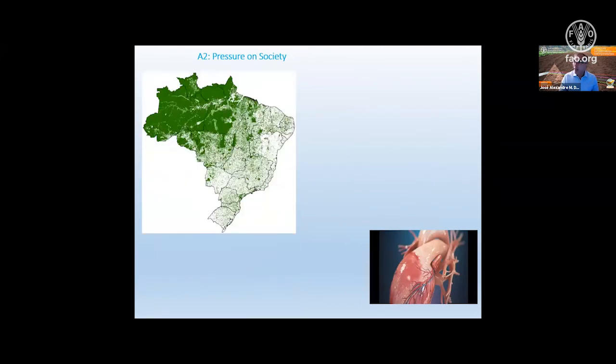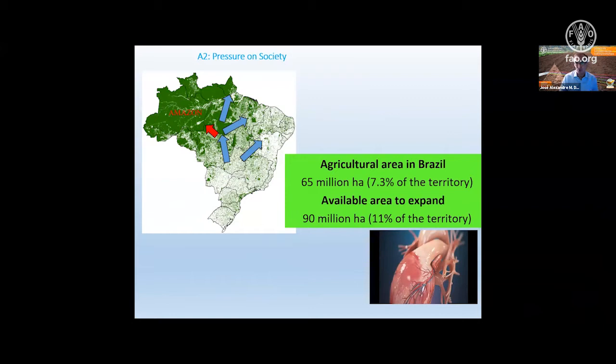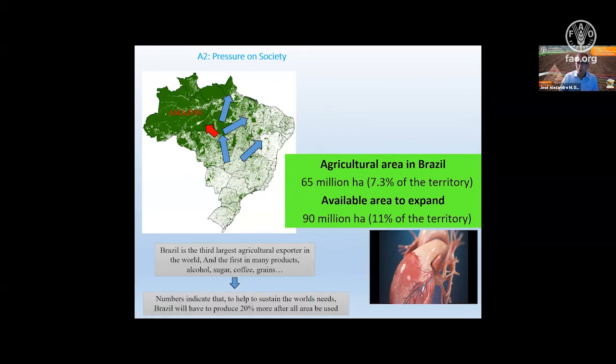So what is happening in the world? It's a lot of pressure, and I'm talking firstly about Brazil. Regarding Brazil, the pressure on lands is great. And we know there are places we don't want to go into, to preserve, such as the Amazon, because we have lands to use. But look at these numbers. Brazil has about 7% of the area already in agriculture, but 11% more is available. And we are the third largest agriculture exporter in the world, and first in a lot of products.